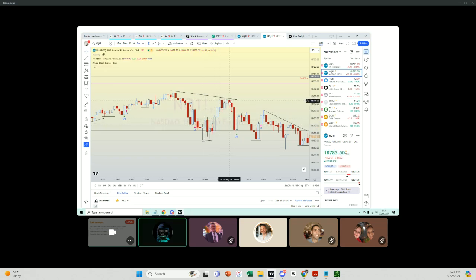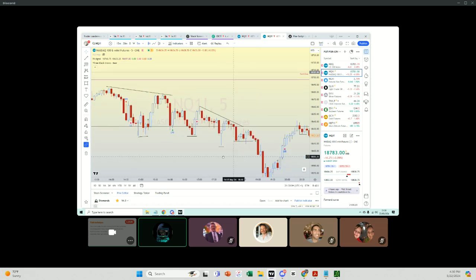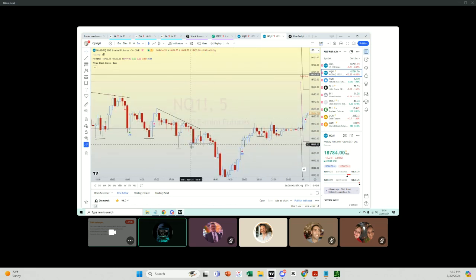Then it sort of starts to stall, and as we get that stalling action of taking the previous low, we got out just there. Now we start to see this downtrend in action. Then we get a lower low, then we get a lower high, then we get a lower low, lower high, lower low. So we're starting to look for short.